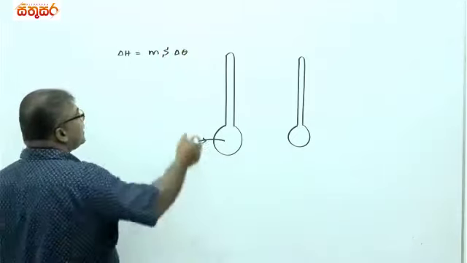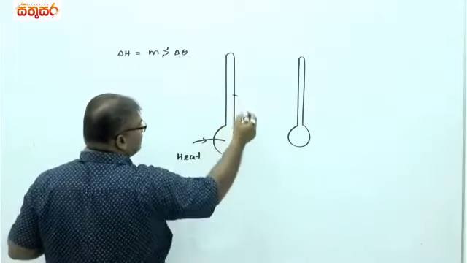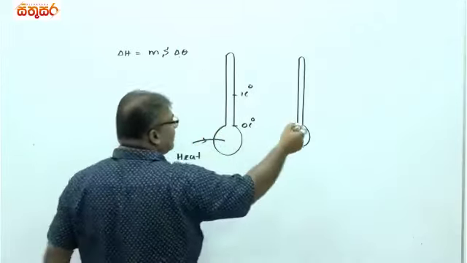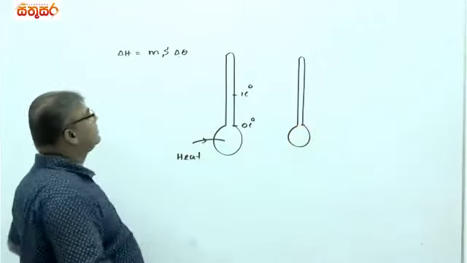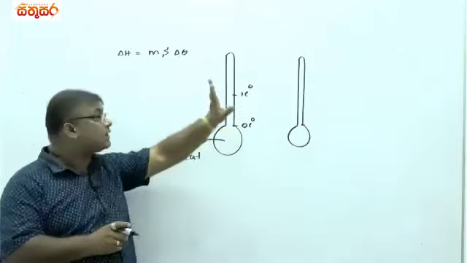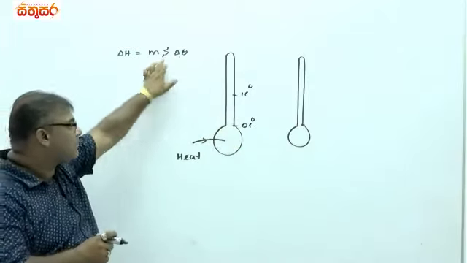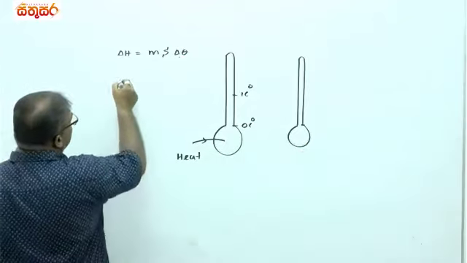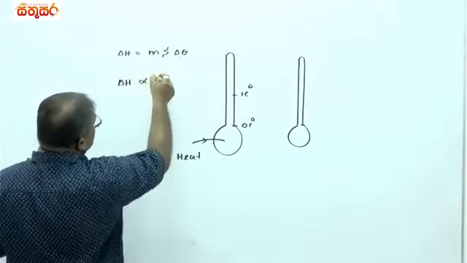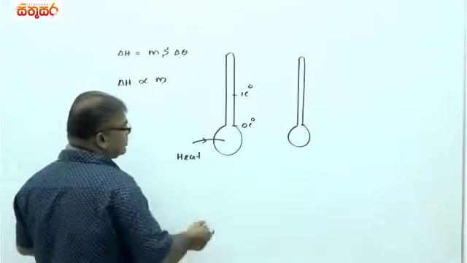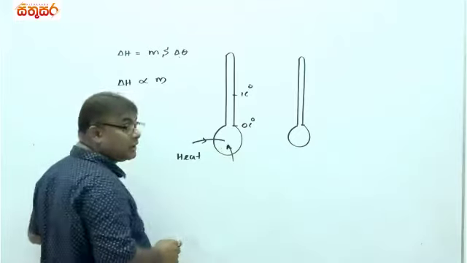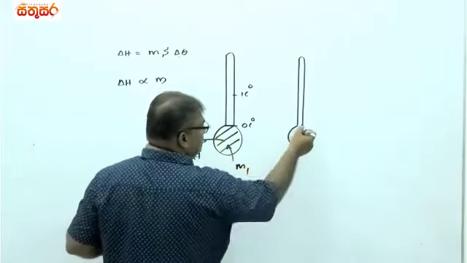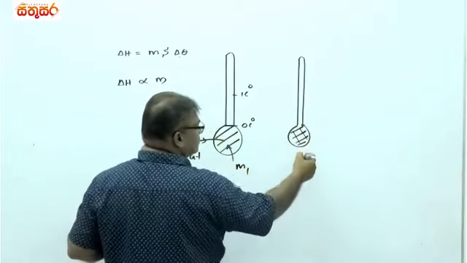You can see now, the temperature variation is from 0 degrees Celsius to 1 degree for both cases, right? Same temperature difference for both, and the specific heat capacity of mercury remains the same. Then the amount of heat absorption will be directly proportional to the mass of the material. You can see the mass of this material portion is larger than the mass of this portion, right?